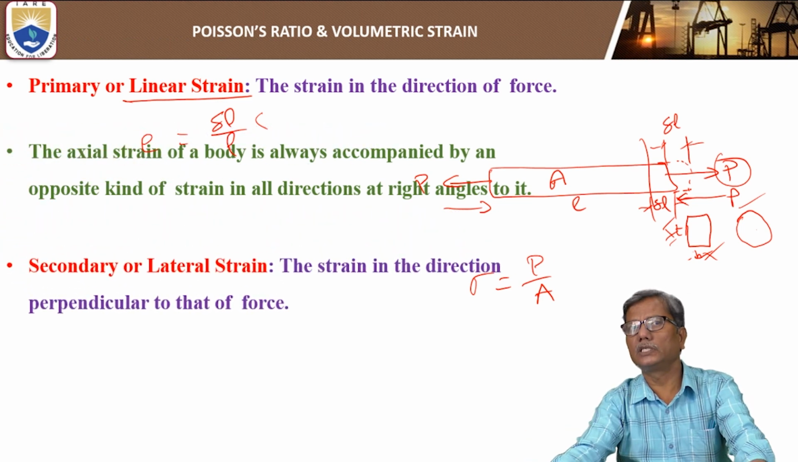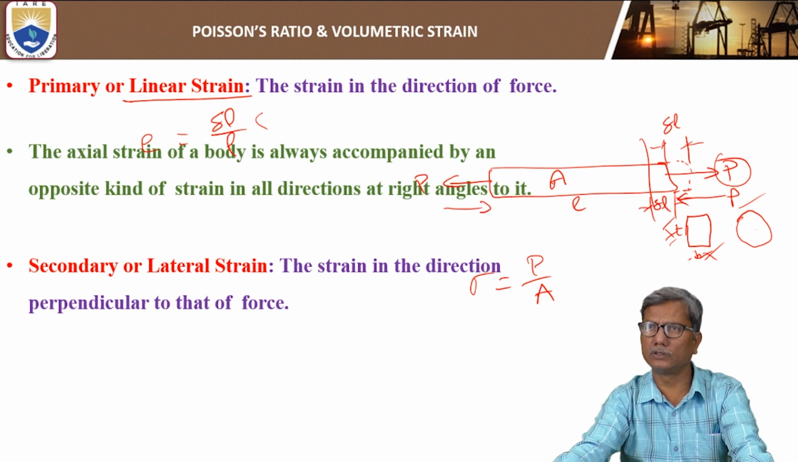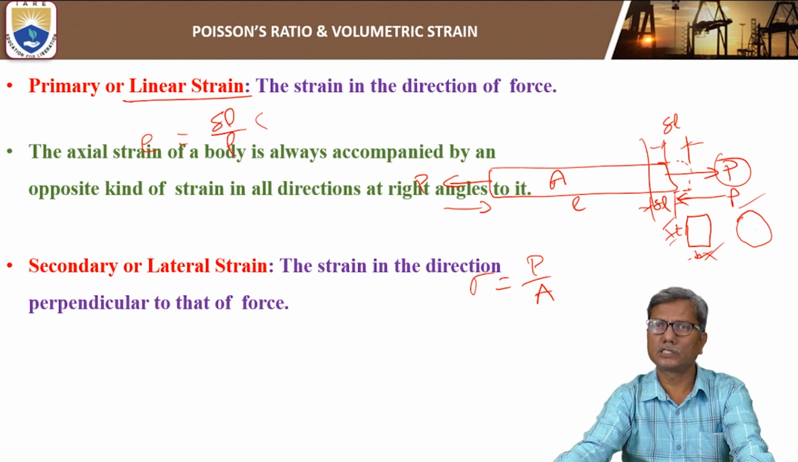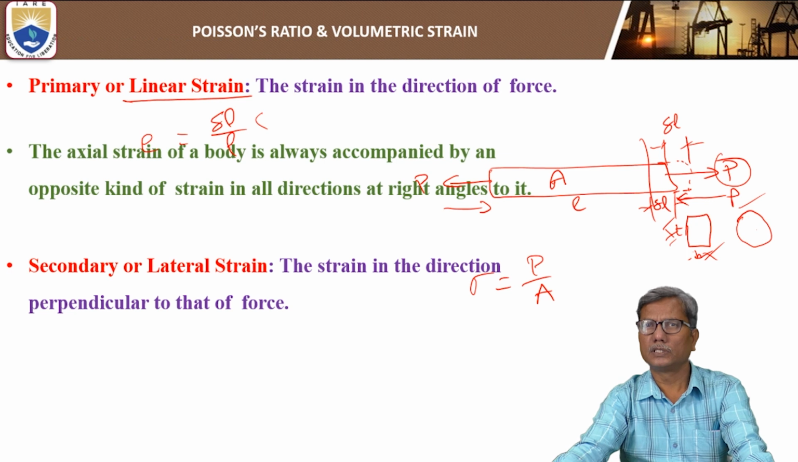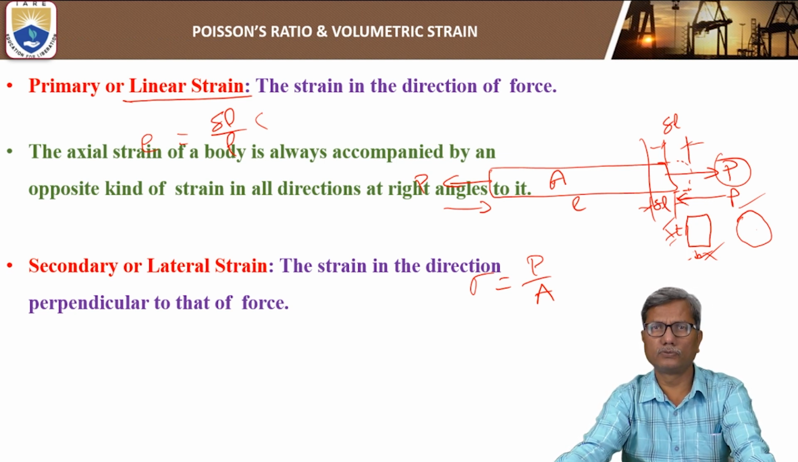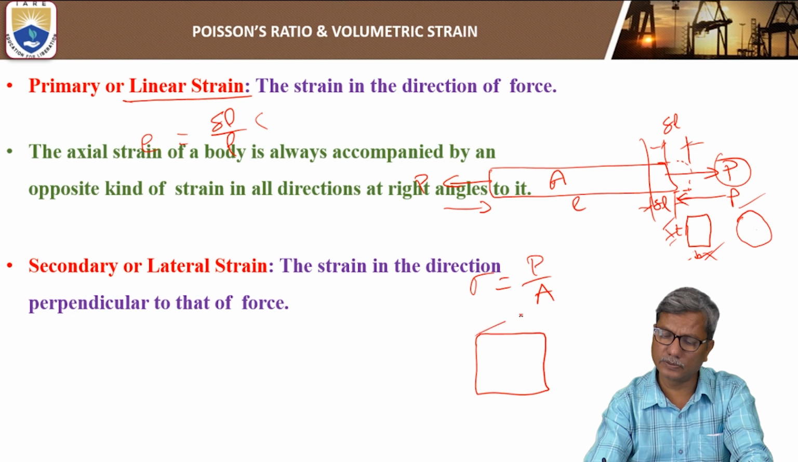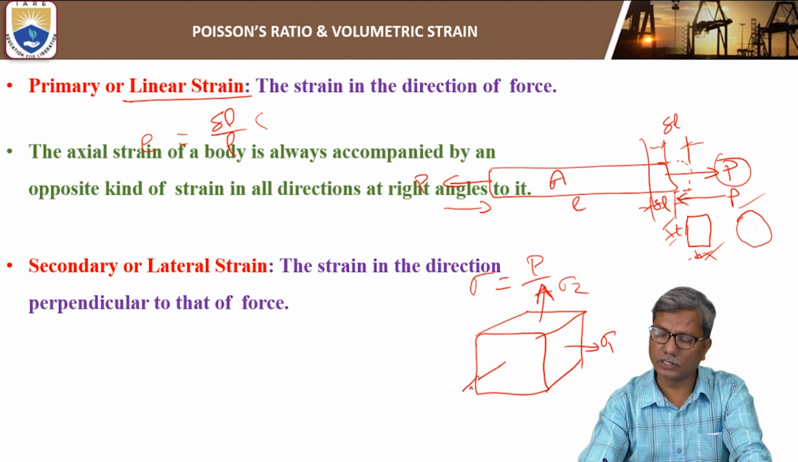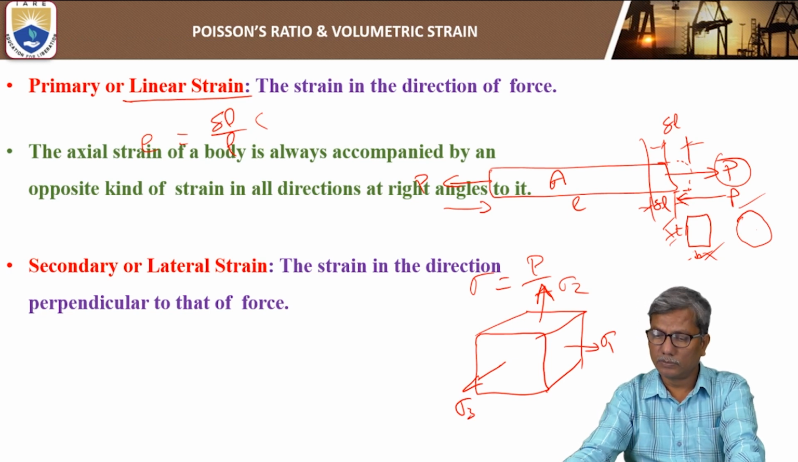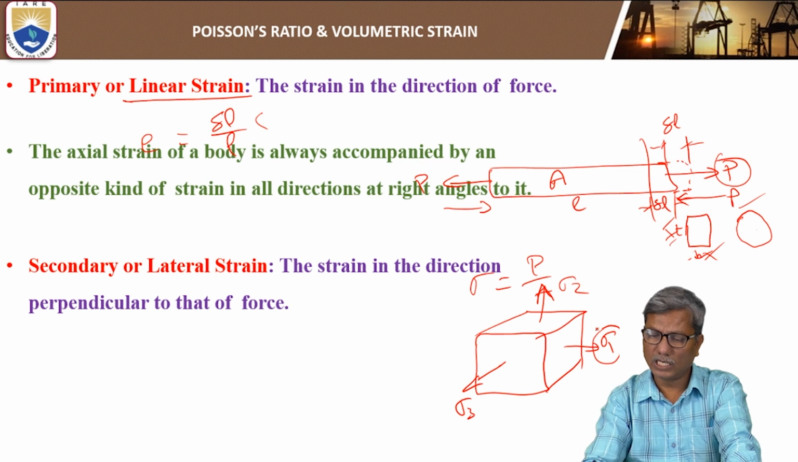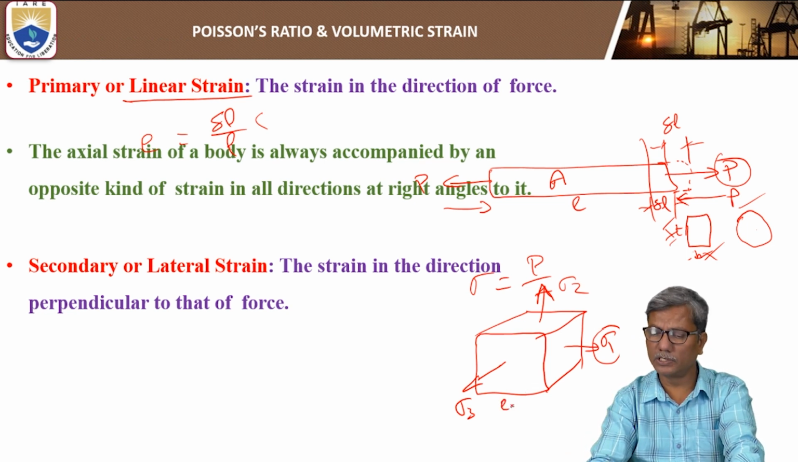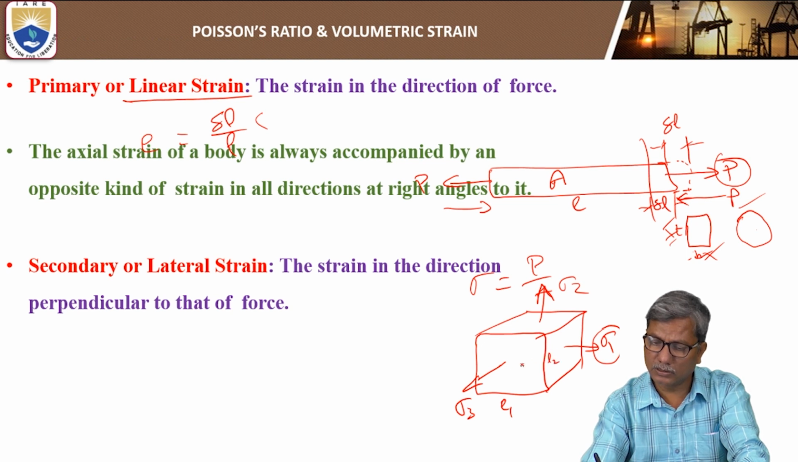Is this clear? And that strain which takes place at right angles to the linear strain is said to be secondary strain or lateral strain, which takes place in the direction perpendicular to the force. Understand? If the member is subjected to biaxial or triaxial stresses, say sigma 1, sigma 2 and sigma 3, then due to sigma 1, you will have increase in the dimension L1 in the direction of sigma, and there will be decrease in the direction of L2 and L3.